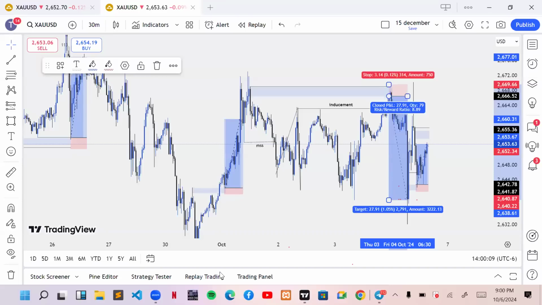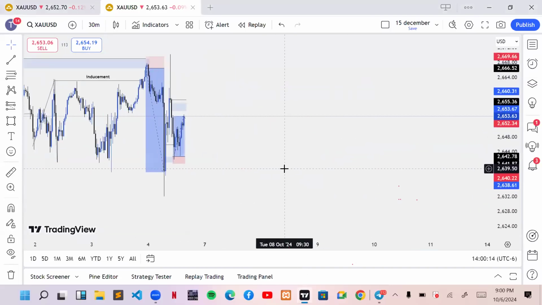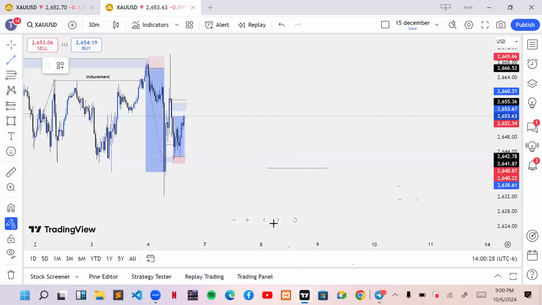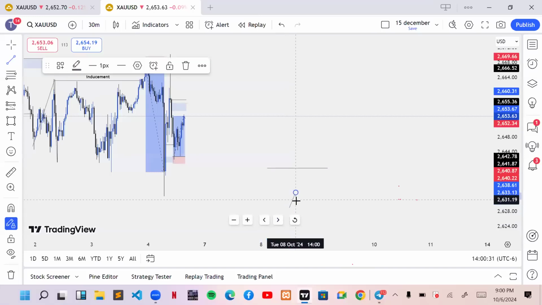How do you know a valid pullback after inducement? Okay, like I said, a valid pullback needs to push the market close to at least 50% or above of the last move. Let's say this is a resistance level, and the market was making higher highs and higher lows, higher highs, higher lows. The market breaks this zone, so there was a break of structure. After the break of structure, the market does something like this.